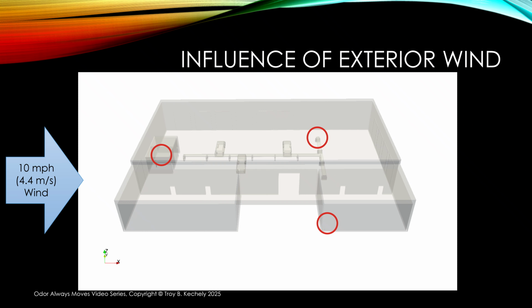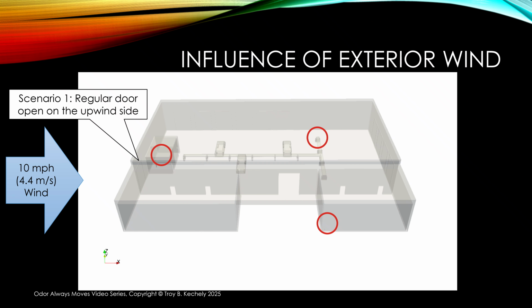And in each of the models, the wind is always going to be coming from the left, and it's going to be 10 miles per hour, so 4.4 meters per second. And that's going to stay consistent. So the only thing that's going to change is the openings, what doors are open.